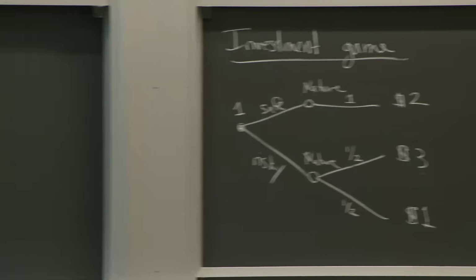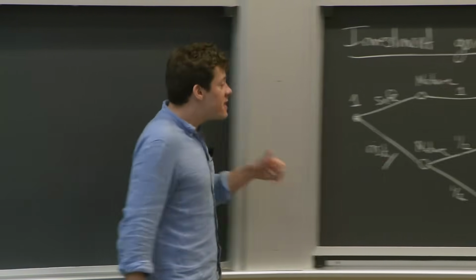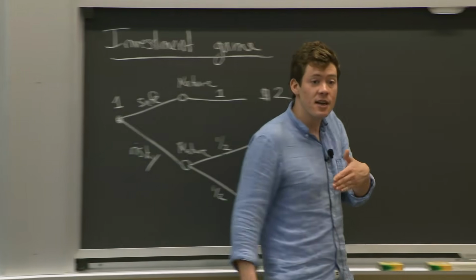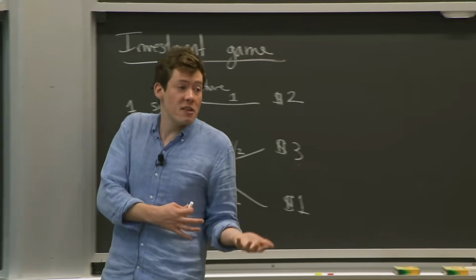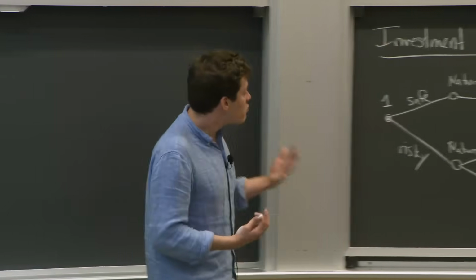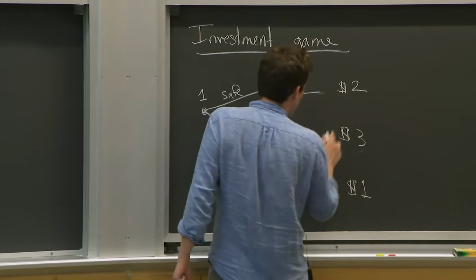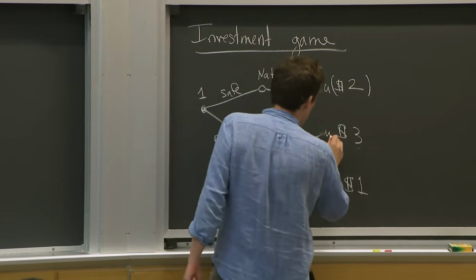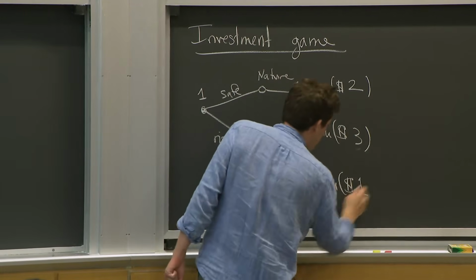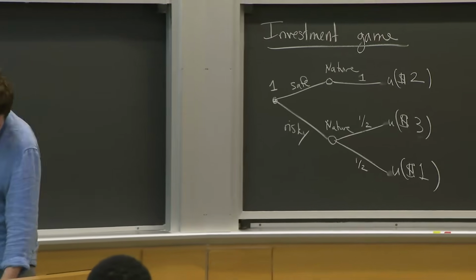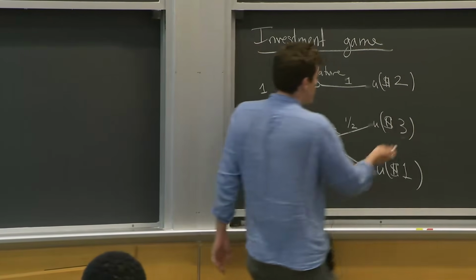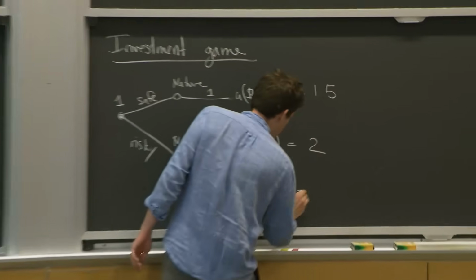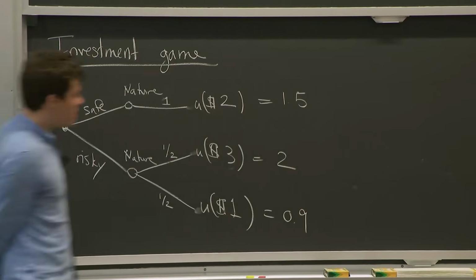Yeah? Preferences, right? It's tempting to say, oh, well, all I want to do is maximize expected monetary amount. But as we talked about last class, some people are risk-averse, some people are risk-loving. We have to capture preferences. So what we need to write down is what my utility is from each of these outcomes. So we're going to specify my utility from $2, my utility from $3, and my utility from $1. And there's a lot of choices we could make, but maybe we'll say 1.5, 2, and 0.9, just as some example.